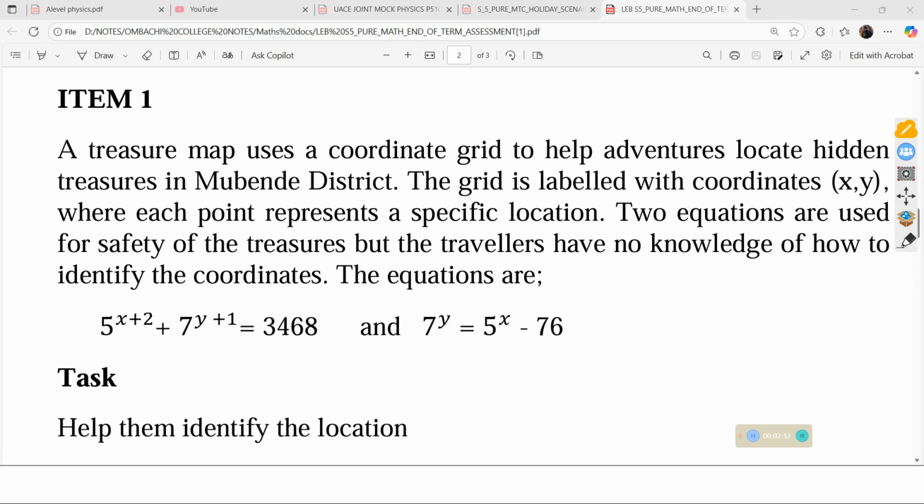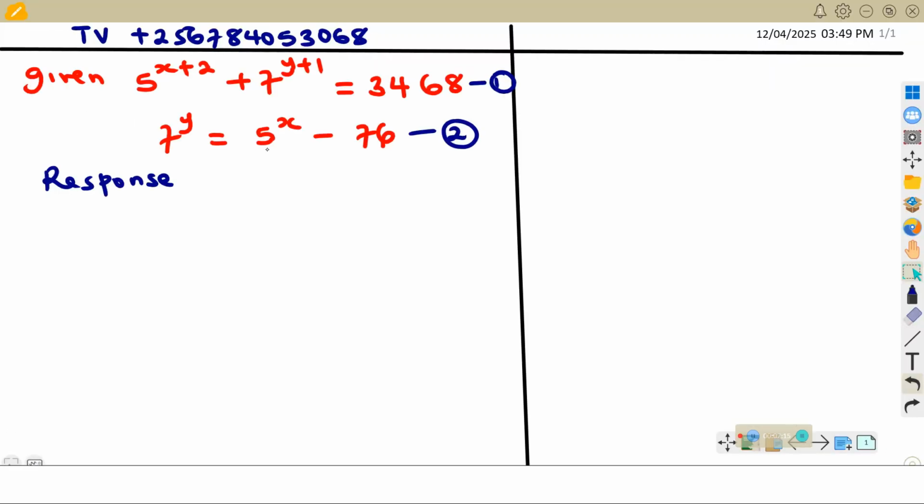Looking at the given equations, we are given that 5 to the power x plus 2, plus 7 to the power y plus 1, is equal to 3,468. And 7^y is equal to 5^x minus 76. Looking at equations 1 and 2, you realize that we can create something which is similar. In equation 1 you have 7 to the power y plus 1, but here you have 7 to the power y. So we ensure that we create 7 to the power y here. Also, we have 5 to the power x, and we can do the same here. We also create 5 to the power x here.